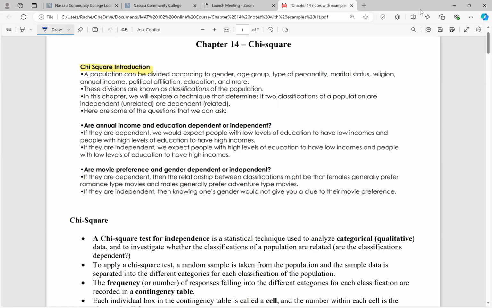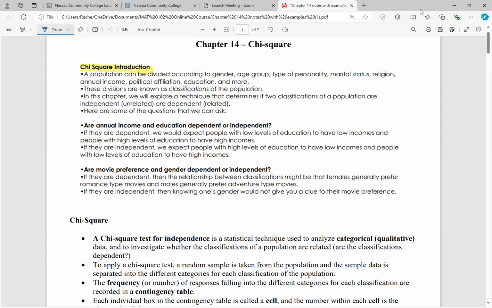So a population can be divided according to different classifications, such as gender, age group, type of personality, marital status, religion, annual income, political affiliation, education, and so on and so forth. So these divisions are known as classifications of the population. And it's almost like what we're doing is we're categorizing, right? So we can divide certain people or things from the population into these different categories or classifications.